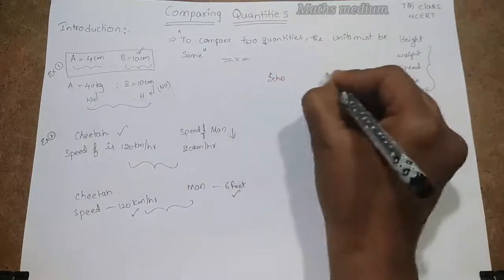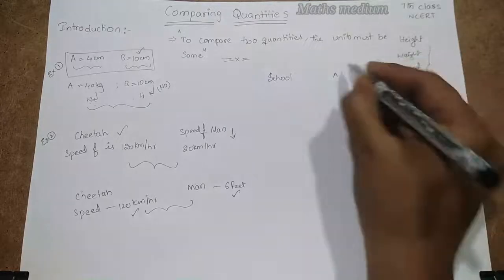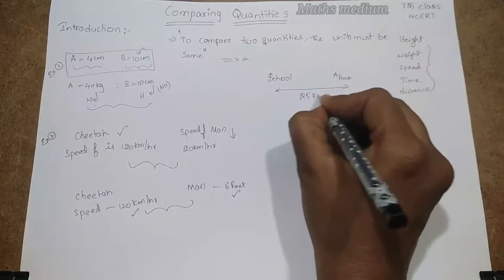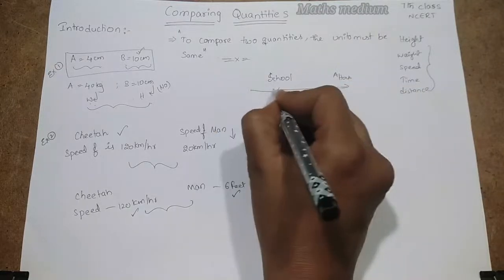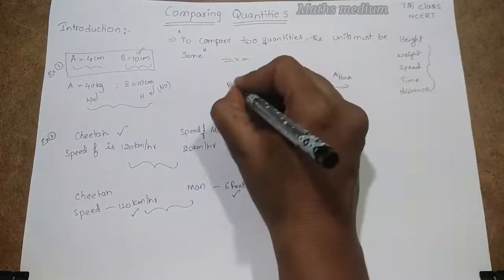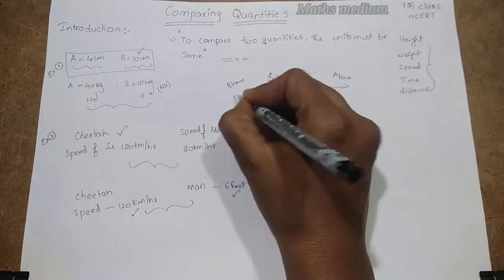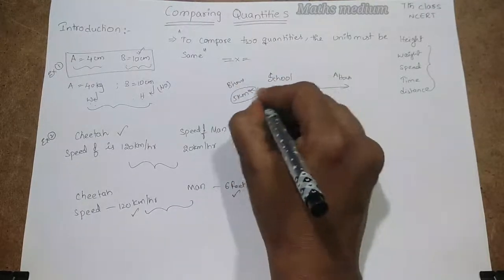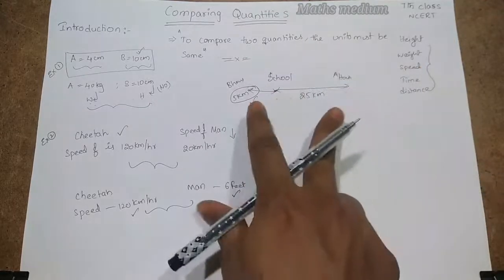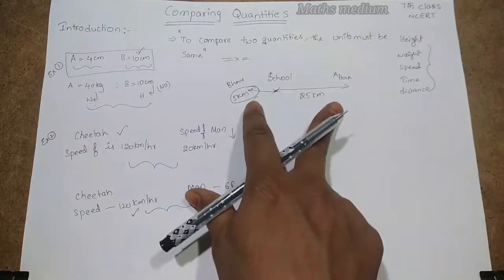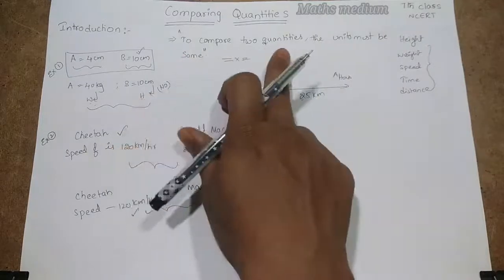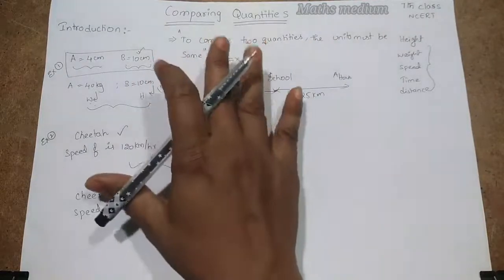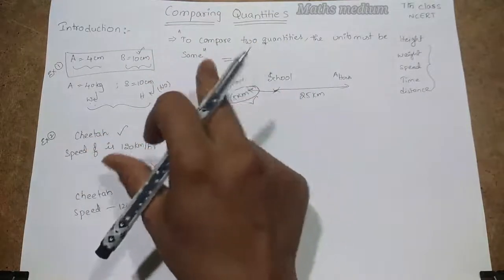Similarly, if you take distance also, let this be the school, and this is A's house, it is 25 kilometers. This is the school and this is B's house, which is 5 kilometers. Then which one is near to the school? B. So we can tell by comparing these two quantities. Similarly, to compare two quantities, the units must be the same. Okay, this is just the introduction about how to compare quantities.